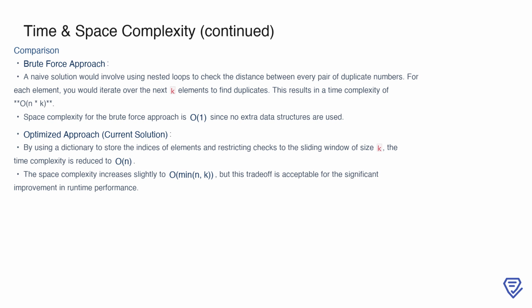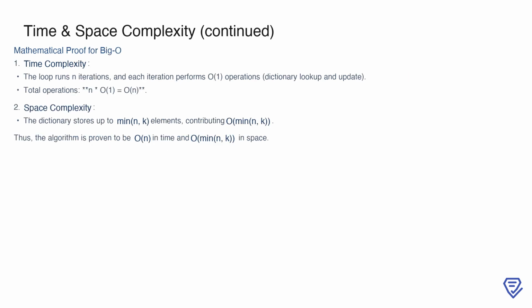inefficient for large inputs. In contrast, the optimized solution, our current algorithm, uses a dictionary to store indices and restricts checks to a sliding window of size k. This reduces the time complexity to O(n), a significant improvement. While the space complexity increases slightly to O(min(n, k)), this trade-off is acceptable given the major runtime performance gains. Finally, let's formally prove the big O complexity of this algorithm. For time complexity, the loop executes exactly n iterations, and each iteration involves constant time operations, such as dictionary lookups and updates.